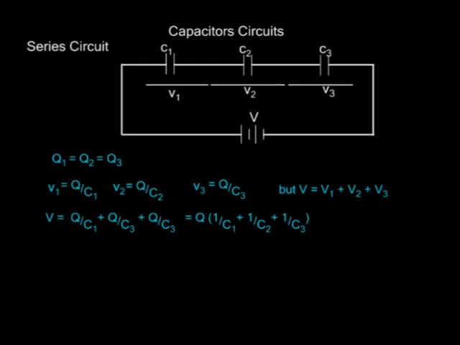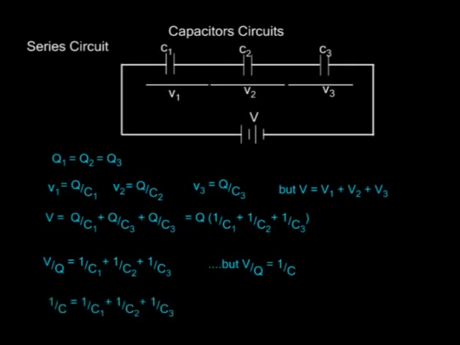Therefore, dividing both sides by Q, we shall have V over Q is equal to 1 over C1 plus 1 over C2 plus 1 over C3. But then V over Q is equal to 1 over C, where C is the combined capacitance. And therefore 1 over C is equal to 1 over C1 plus 1 over C2 plus 1 over C3. And that is the effective capacitance value for capacitors connected in series.